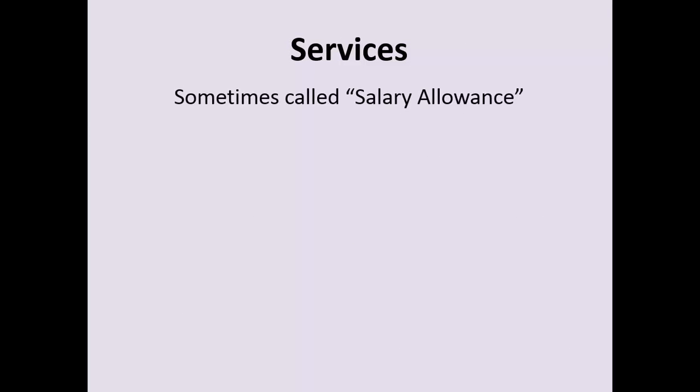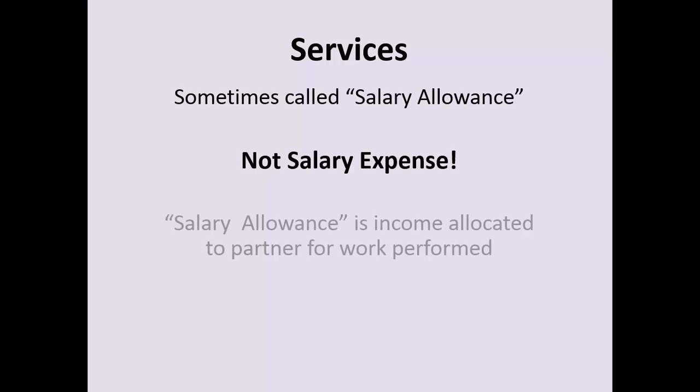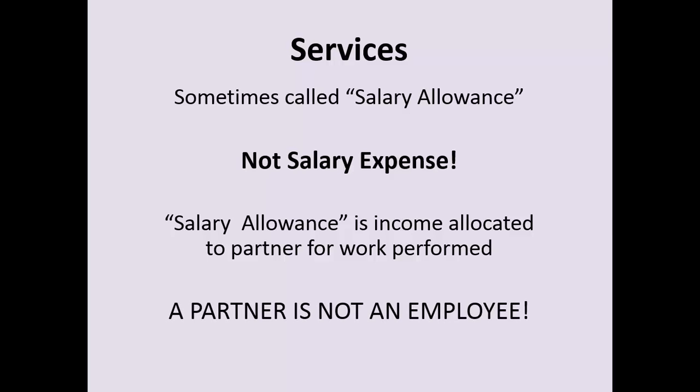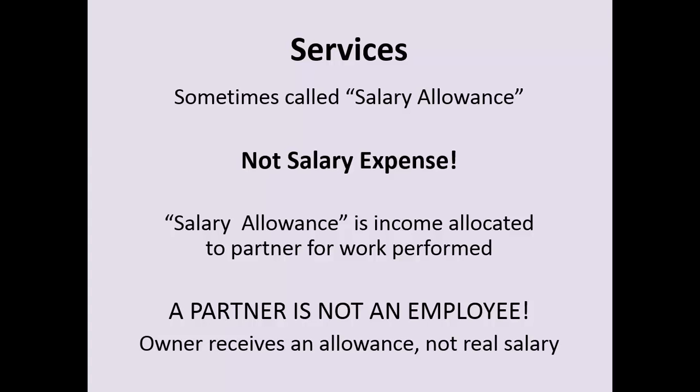Now, if the allocation is based on services, work that they've performed, sometimes instead of an interest allowance, this is called a salary allowance. But again, it is not salary expense. Salary allowance is a way to divide up or allocate income to the partner for the actual work they performed or should be performing. And again, a partner is not an employee, so you will not have a salary expense. It's just a way to divide up income. The owner receives an allowance, not a real salary.